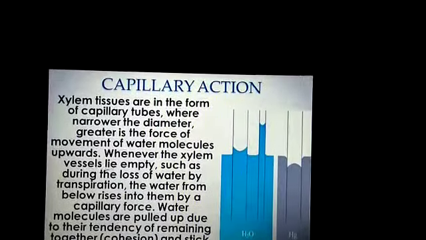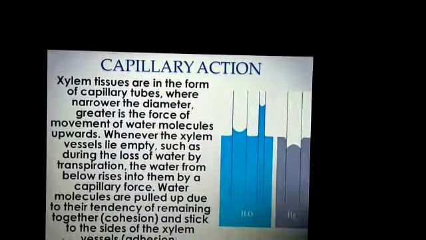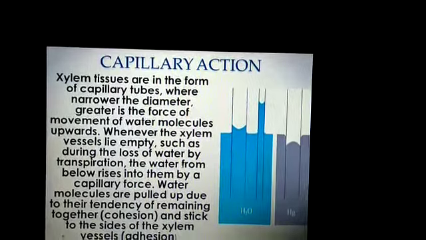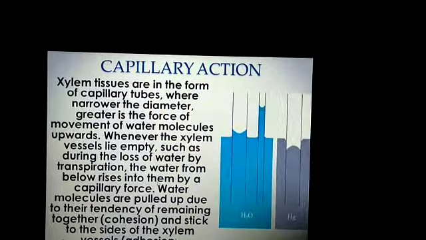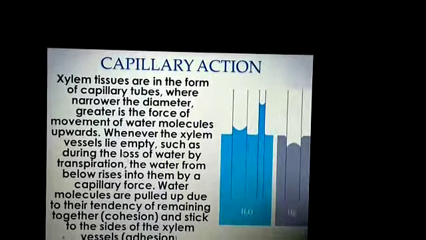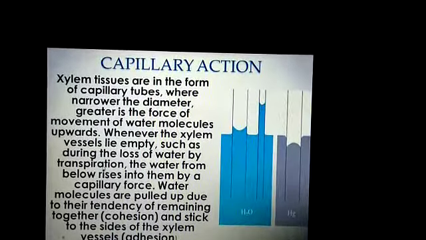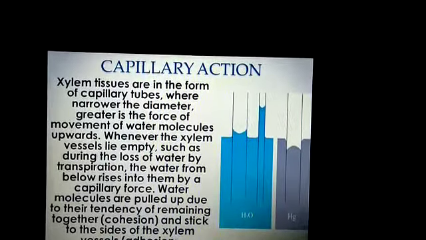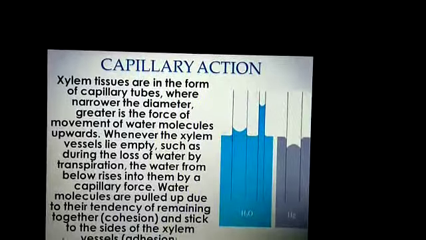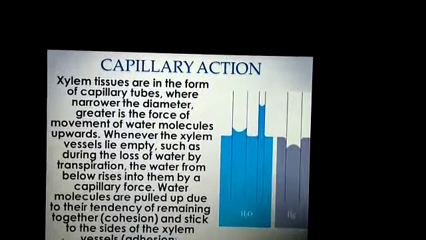Whenever the xylem vessel lies empty, such as during the loss of water by transpiration, the water from below rises into them by a capillary force. In the previous slide you have seen, when there is loss of water by the process of transpiration in the aerial part of the plant, a suction force is created and water rises by a capillary force.